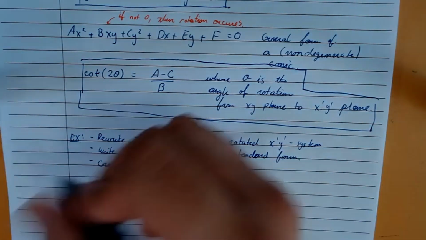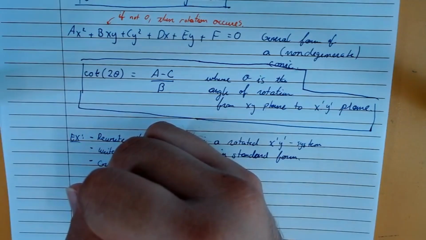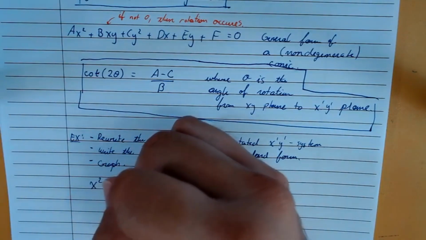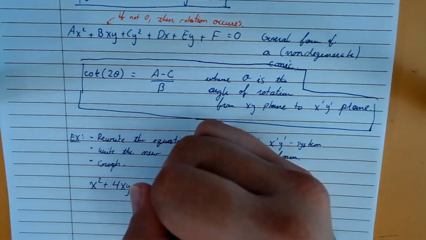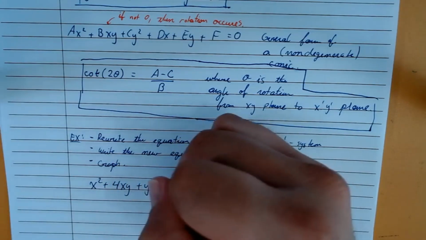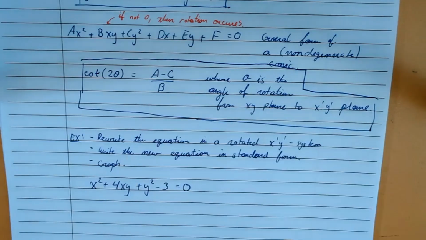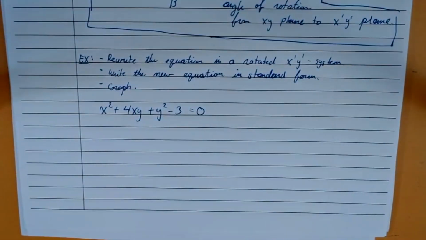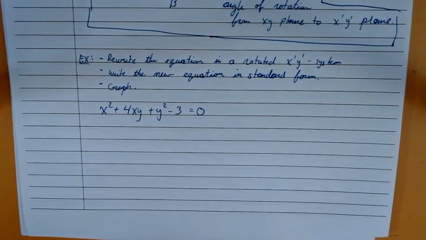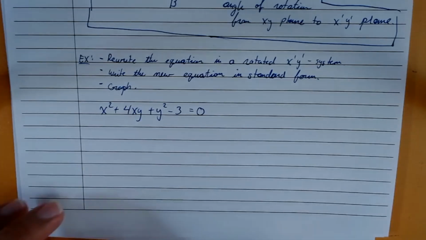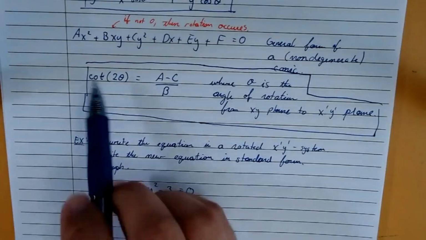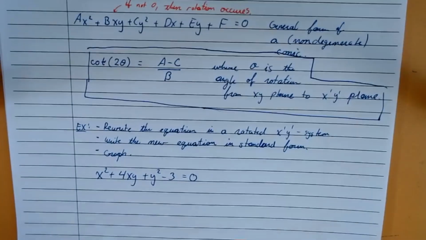All right, so let's take a look. Our first problem will be x squared plus 4xy plus y squared minus 3 equals 0. All right, so here we go. The first thing we want to do is figure out how much rotation needs to occur. 10 degrees, 20 degrees, 50 degrees? Or if we're doing it in radians, do we want pi over 6 radians, pi over 4, pi over 3? What are we doing? All right, so let's take a look. This is what will tell us how much rotation occurs.